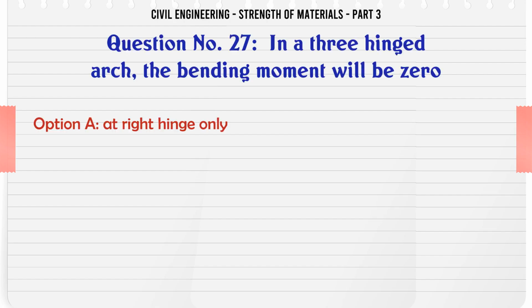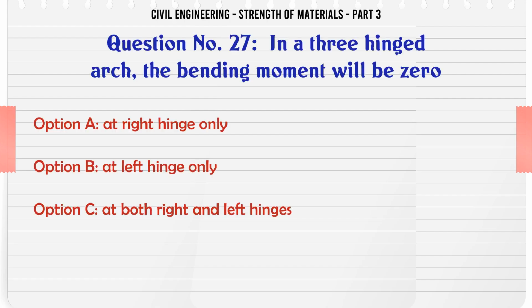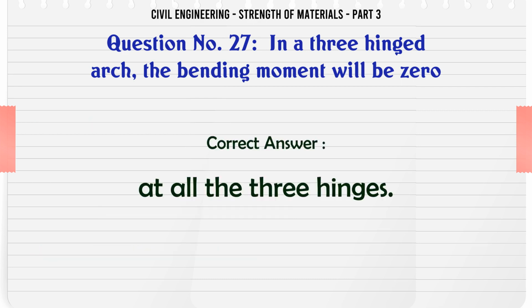In a three-hinged arch, the bending moment will be 0: A. at right hinge only, B. at left hinge only, C. at both right and left hinges, D. at all the three hinges. The correct answer is at all the three hinges.